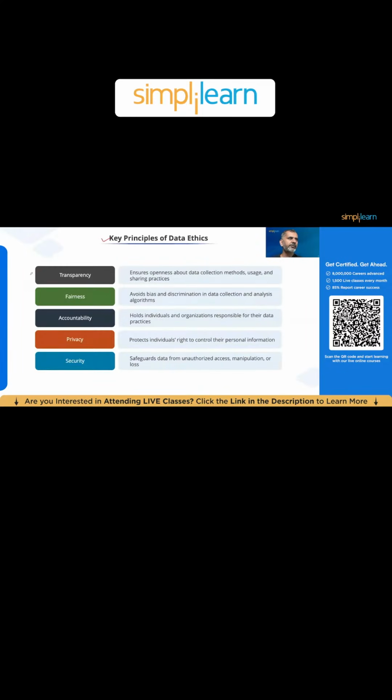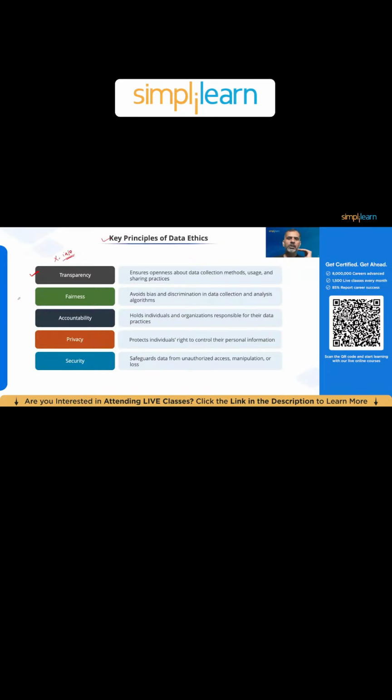As I said, the very first principle is transparency, which means you have to ensure openness about data collection methods, storage, and sharing practices. So whenever you collect data, you need to be very transparent. If I'm collecting X information of any user, I have to make it very clear how I am going to collect this information, where I am going to store it, what the uses of that information will be, and if that information is shared with any third party, what the sharing practices are. You need to be very clear while collecting the data.